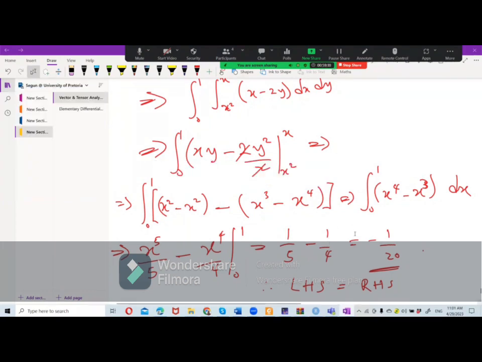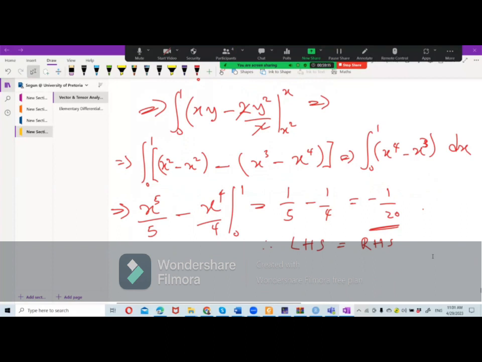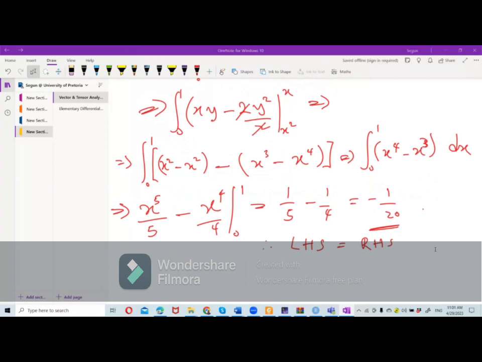The last part of it, I don't know where you got x raised to power 5 over 5, because from the initial step it is a bracket x squared minus x squared, which is 0. Yes or no?